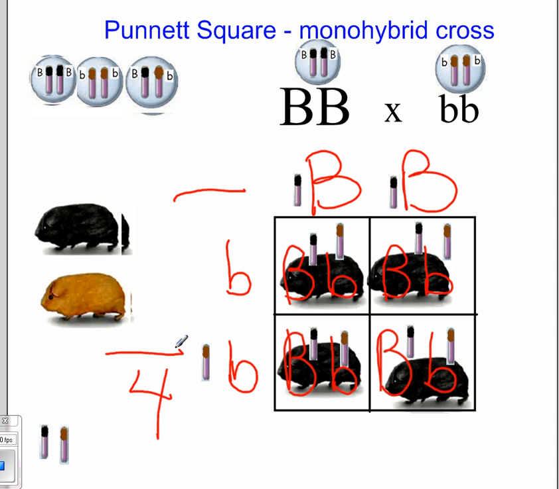And what is the fraction, or how many would we possibly have that would end up with the genotype heterozygous, big B, little b? 4. So there's a 4 out of 4 chance that they are all going to be heterozygous, or a 4 out of 4 chance that the phenotype would all be black.